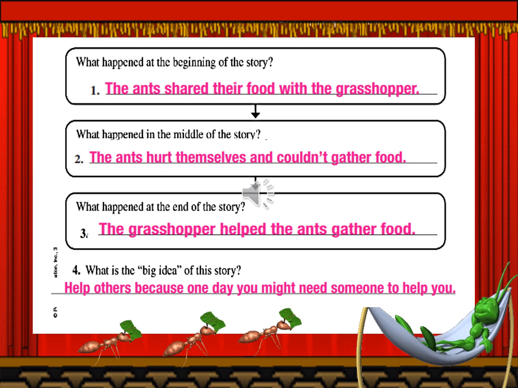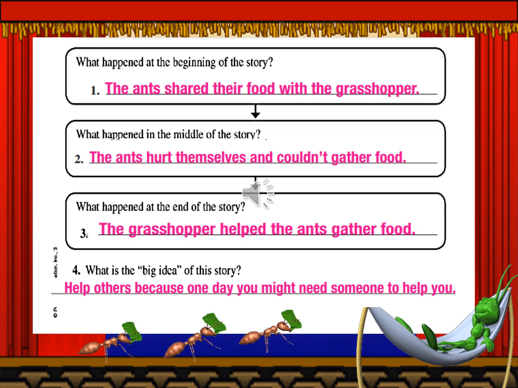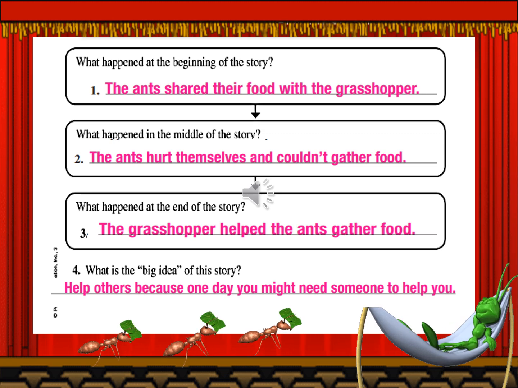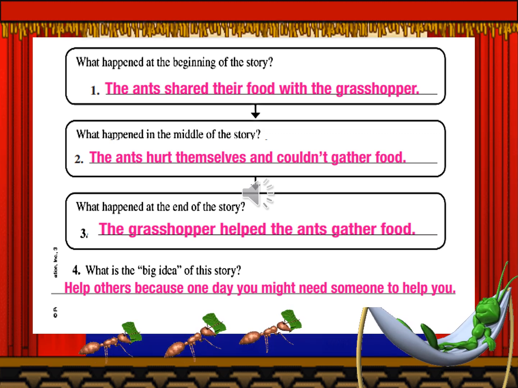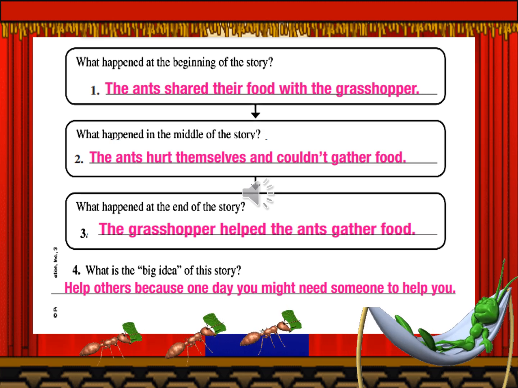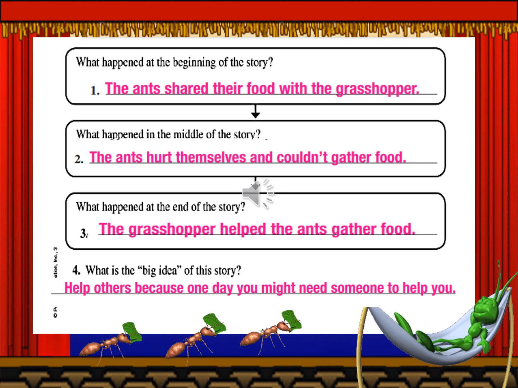Number 2, what happened in the middle of the story, the body of the story? Try to think. Yes, the ants hurt themselves and couldn't gather food. The last part of the plot here, what happened at the end of the story? The grasshopper helped the ants gather food. Also, you're going to use your own words. What did you understand? Don't copy the answers from the story.